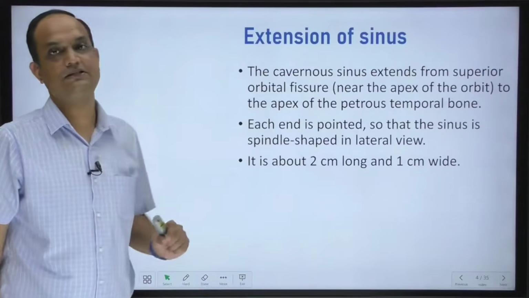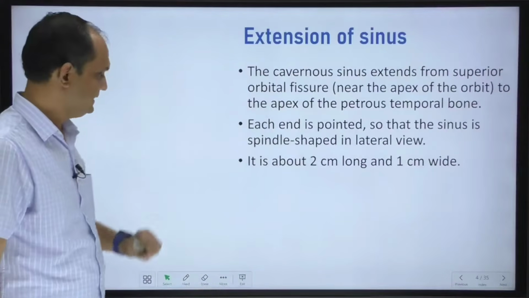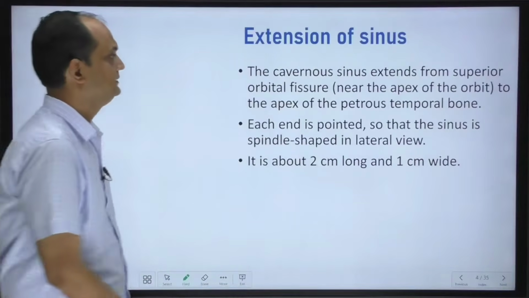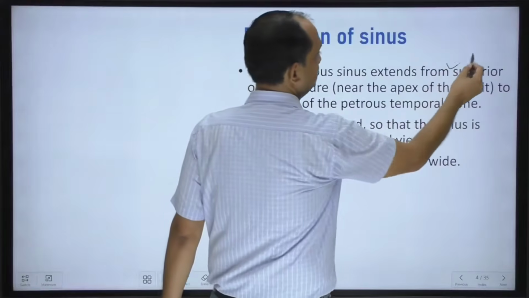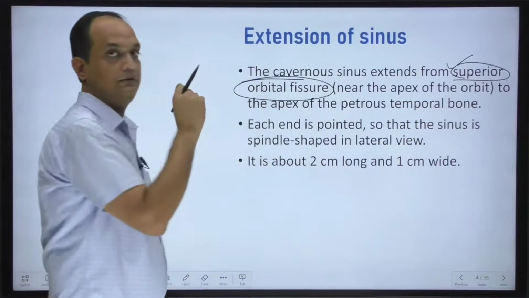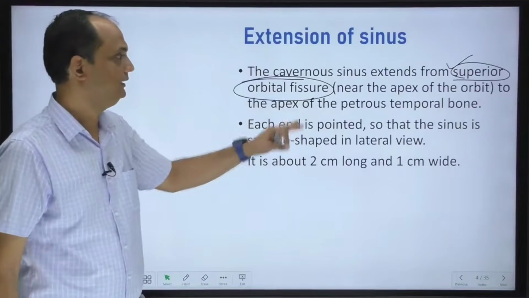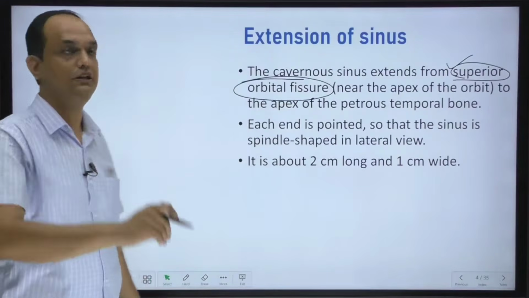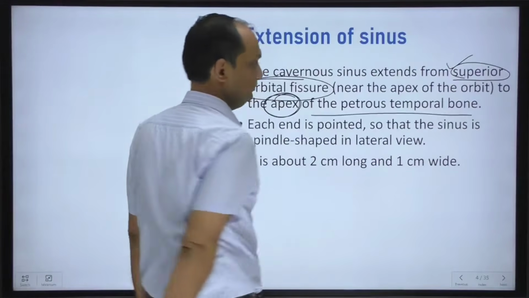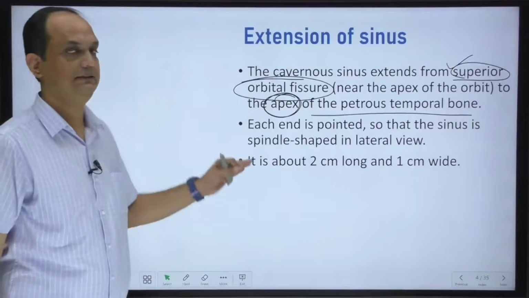Now what is the extension of this sinus? ये sinus कहाँ से कहाँ तक extend है बच्चों? So when you see the extension of the cavernous sinus, it starts from the superior orbital fissure. From where? Superior orbital fissure near the apex of the orbit, and then it goes posteriorly up to the apex of the petrous part of the temporal bone. Okay? So that we'll discuss in the coming diagram.